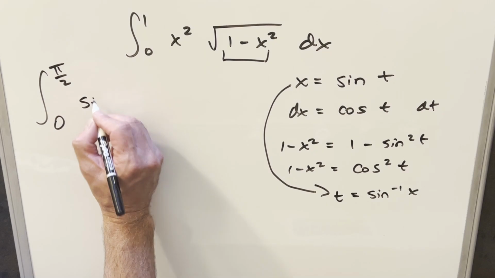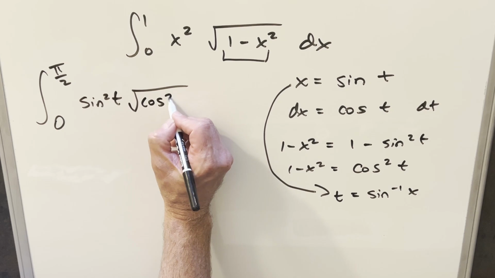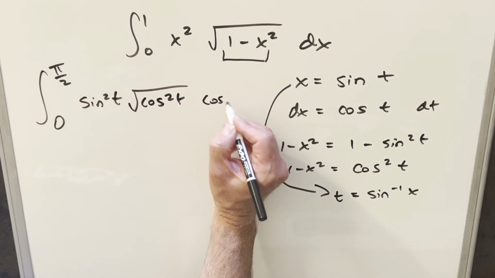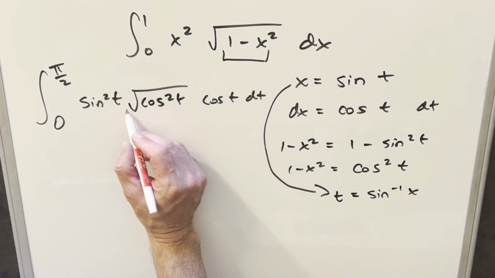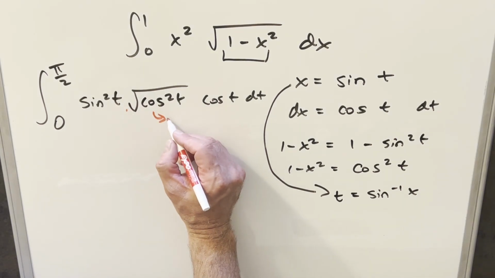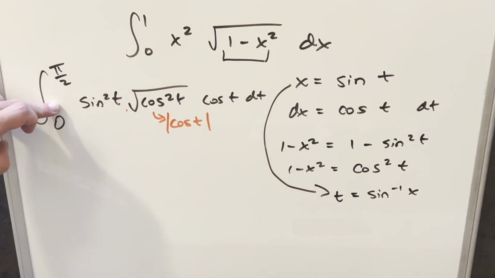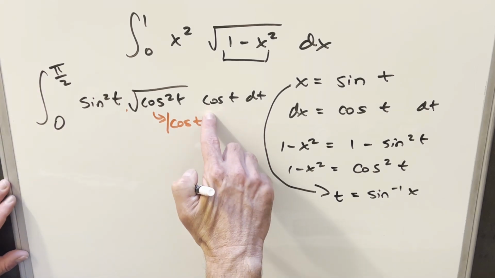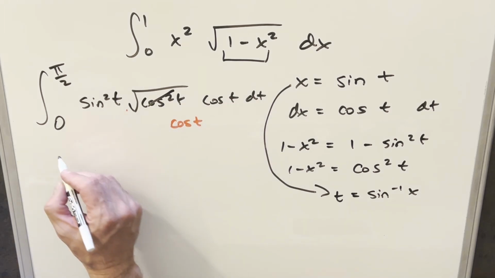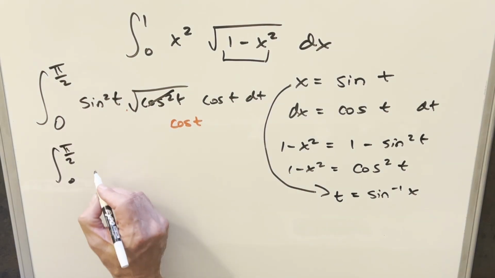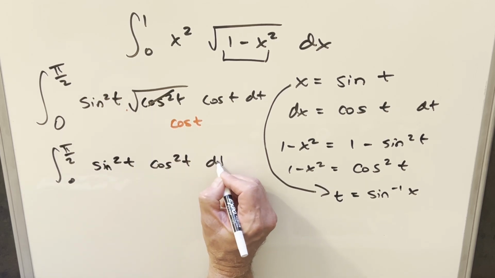x squared is going to become sine squared t. Then inside the square root, we're going to have cosine squared t, and our dx value is going to be cosine t dt. We can simplify a little bit because we've got cosine squared inside the square root. That's the same thing as the absolute value of cosine of t. But you'll notice our bounds are in the first quadrant, 0 to pi over 2. Cosine's always positive, so we get to drop the absolute value here. Then let's take this cosine and multiply it here, and we end up with a cosine squared. So rewriting it, this reduces down to sine squared t times cosine squared t dt.